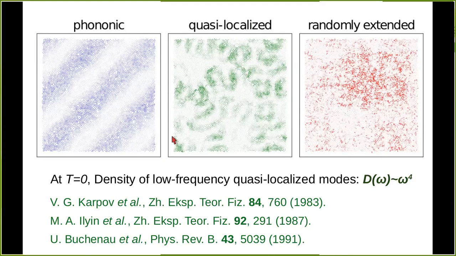Okay. Now, it was predicted almost 40 years back by these people that at temperature T equal to 0, the density of low frequency quasi-localized modes follows the universal law D of omega goes as omega to the power 4, irrespective of spatial dimensionality. We know that for phonons, the density of states D of omega goes as omega to the power spatial dimensionality minus 1, whereas this law is true irrespective of spatial dimensionality. Also, phonon frequencies depend on system size, being inversely proportional to the system size, whereas the frequencies of quasi-localized modes are independent of system size.